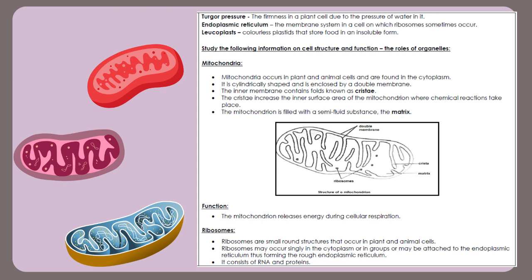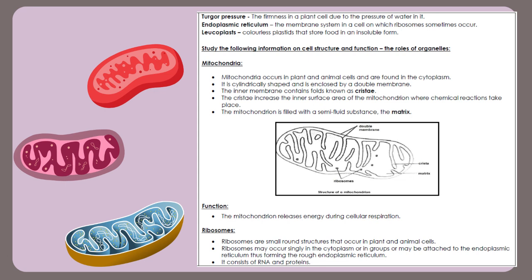Study the following information on cell structure and function. The roles of organelles. Mitochondria. A mitochondrion occurs in plant and animal cells and is found in the cytoplasm. It is cylindrically shaped and is enclosed by a double membrane. The inner membrane contains folds known as cristae. The cristae increase the inner surface area of the mitochondrion where chemical reactions take place. The mitochondrion is filled with a semi-fluid substance, the matrix. Function. The mitochondrion releases energy during cellular respiration.